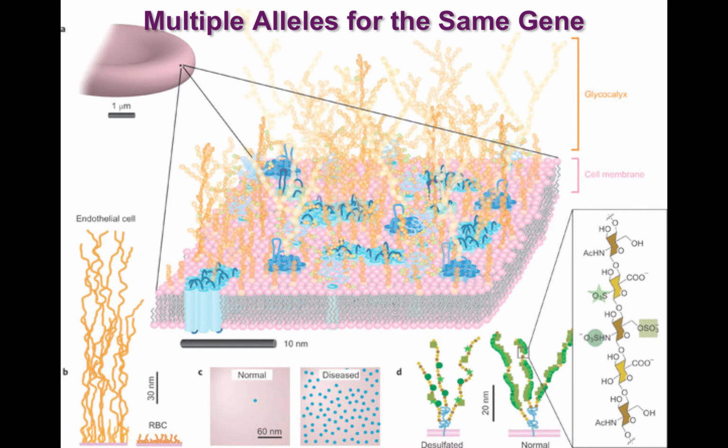Sometimes there can be many more than 2 alleles for a single gene within a population, and they all may be equivalent. This is the glycocalyx of a red blood cell membrane. Here's the membrane here, and this is the sugar coating that exists on the outer surface of a red blood cell.